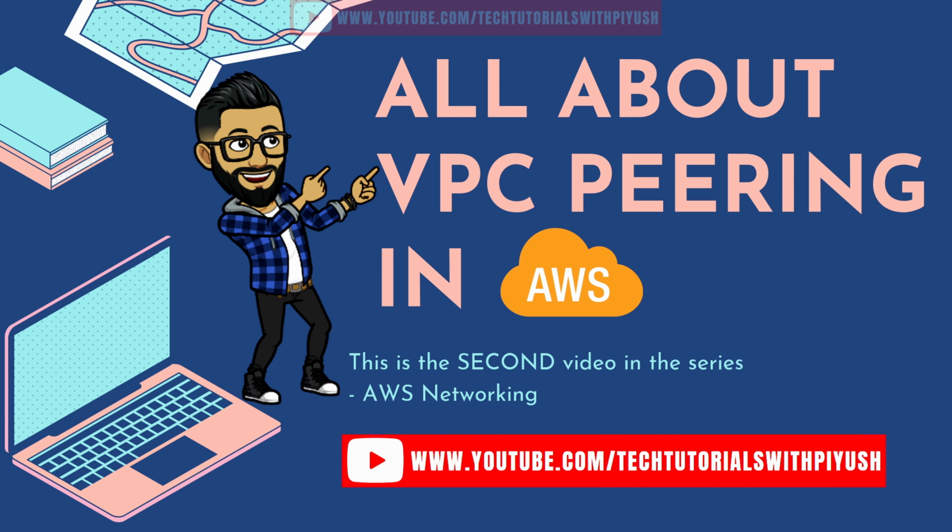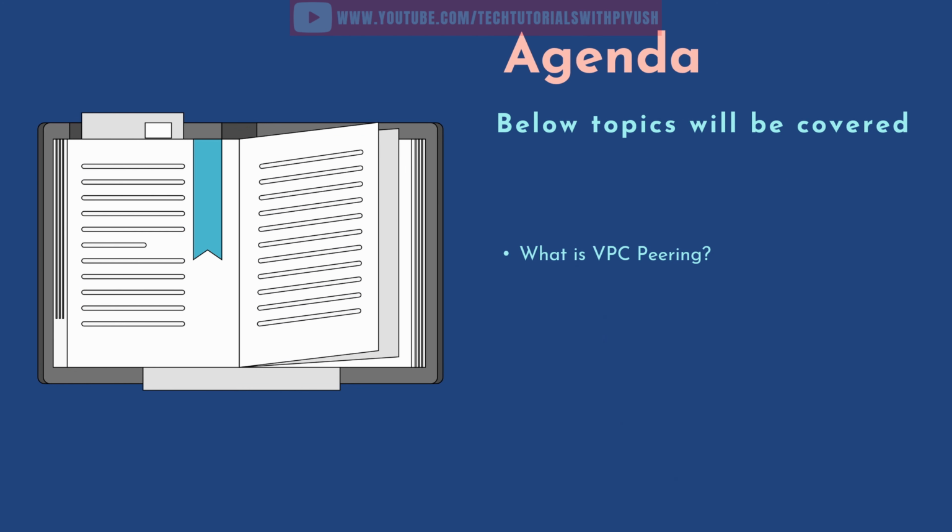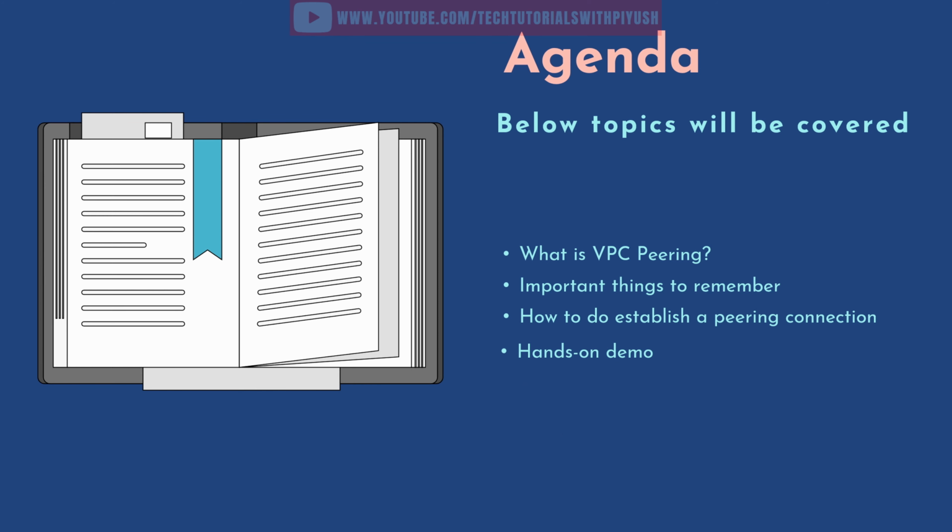Again, if you are new to AWS or if you are preparing for the AWS Associate Level Certificate, this VPC peering section of the course would be really helpful in understanding the concept and clearing the exam. In this particular video, we'll be covering the below topics. What is VPC peering? Important things to remember about VPC peering from an exam perspective as well as from a knowledge point of view. How to establish a VPC peering connection between two VPCs, and we'll be seeing that in the hands-on demo section. Let us have a look at what exactly VPC peering is.